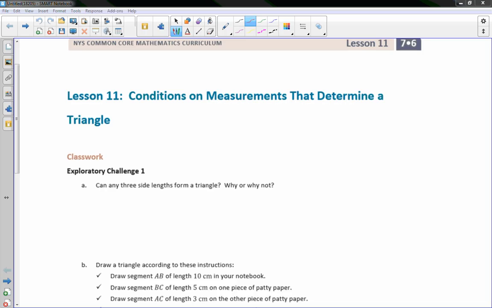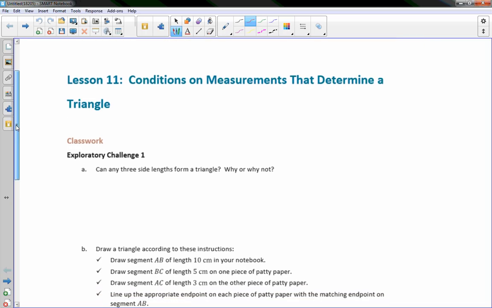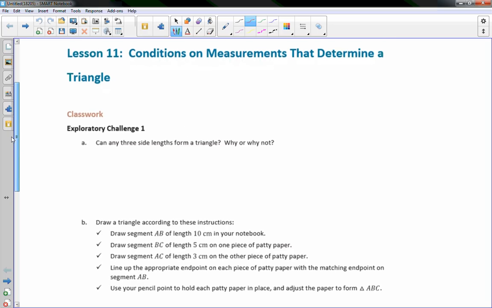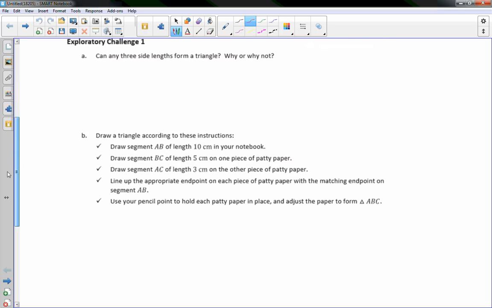So the Classwork Exploratory Challenge 1, Part A, asks: can any three side lengths form a triangle? Why or why not? I will leave that to you. Pause the video, write down if you think it's yes or no, with your explanation, and when you're done, unpause the video, and we will do an exploration to determine whether or not your hypothesis is valid or invalid. So here we go.